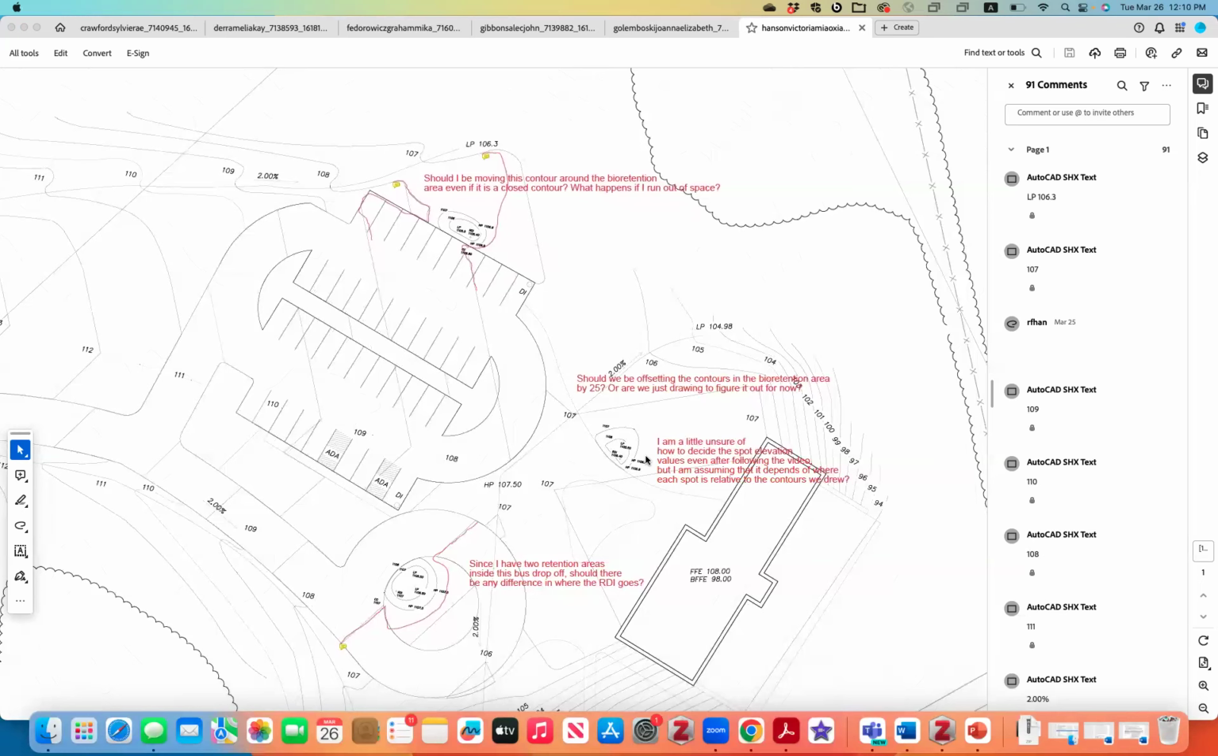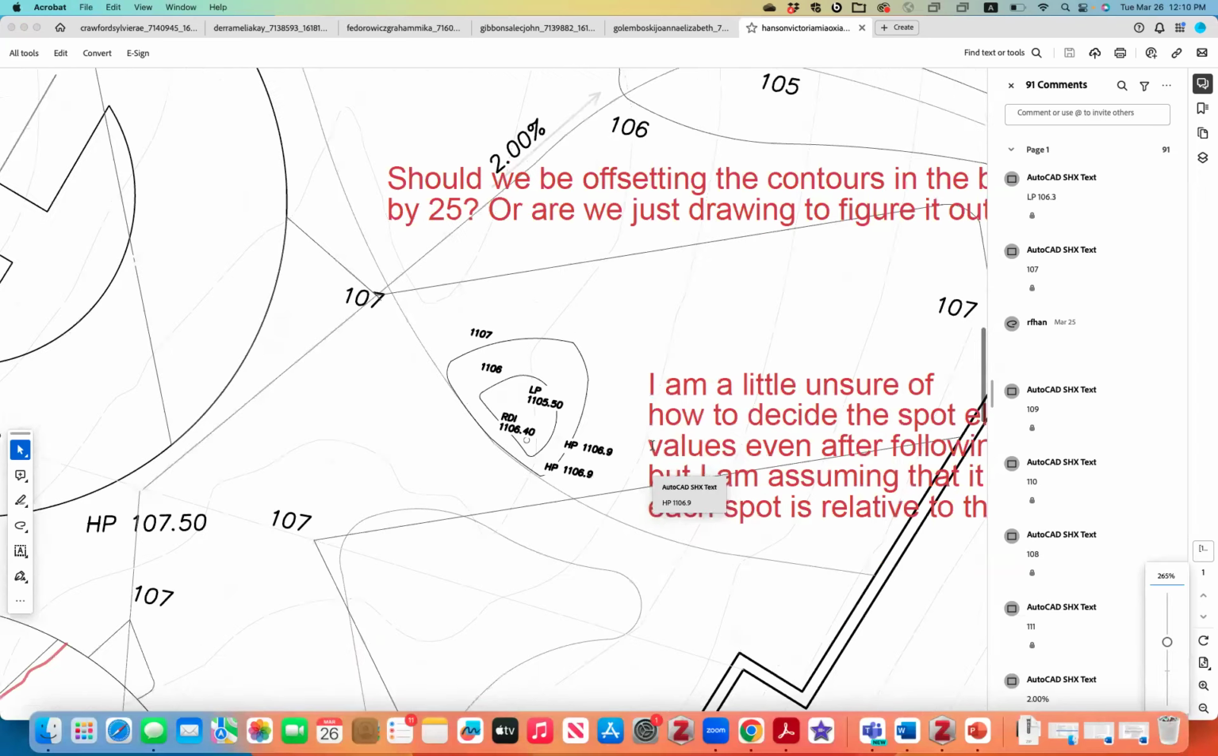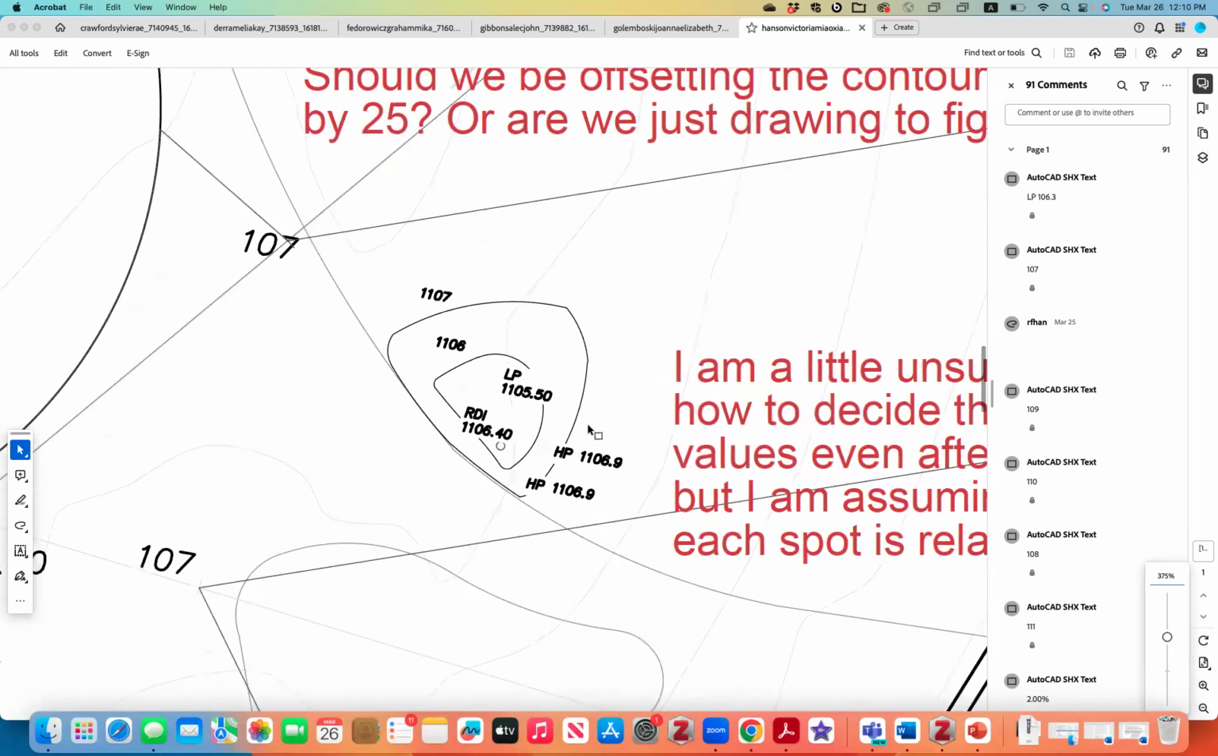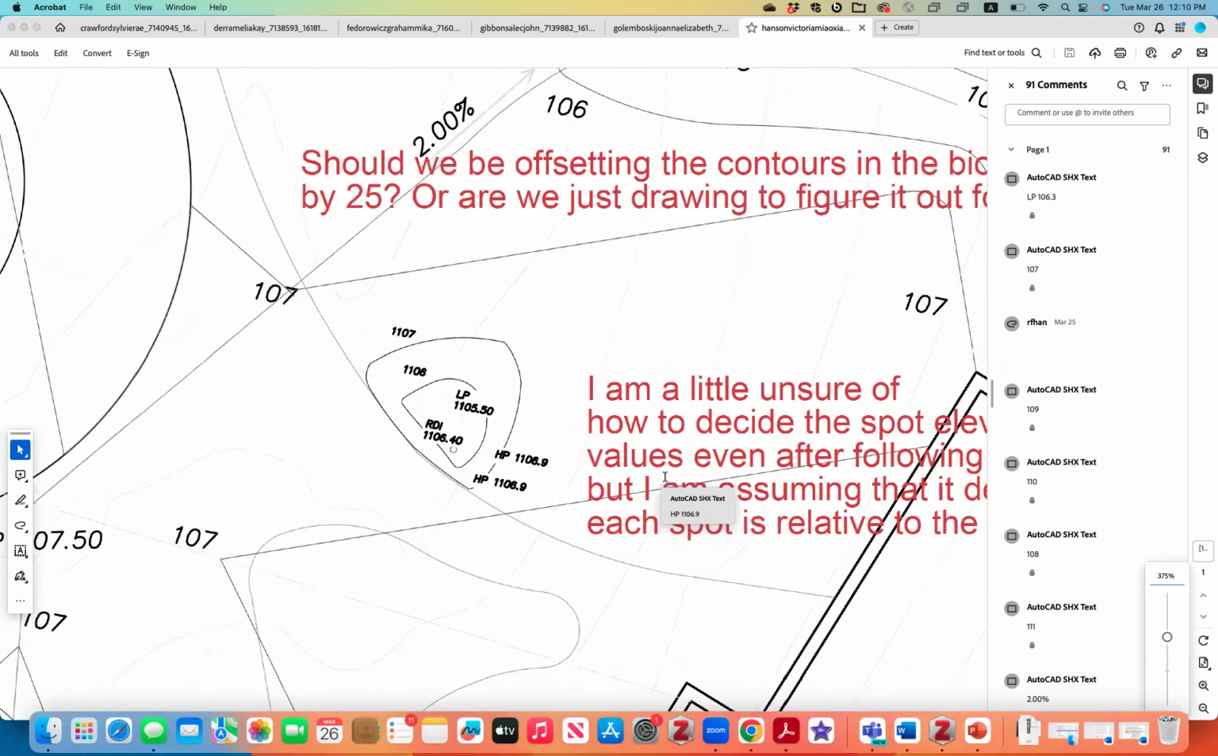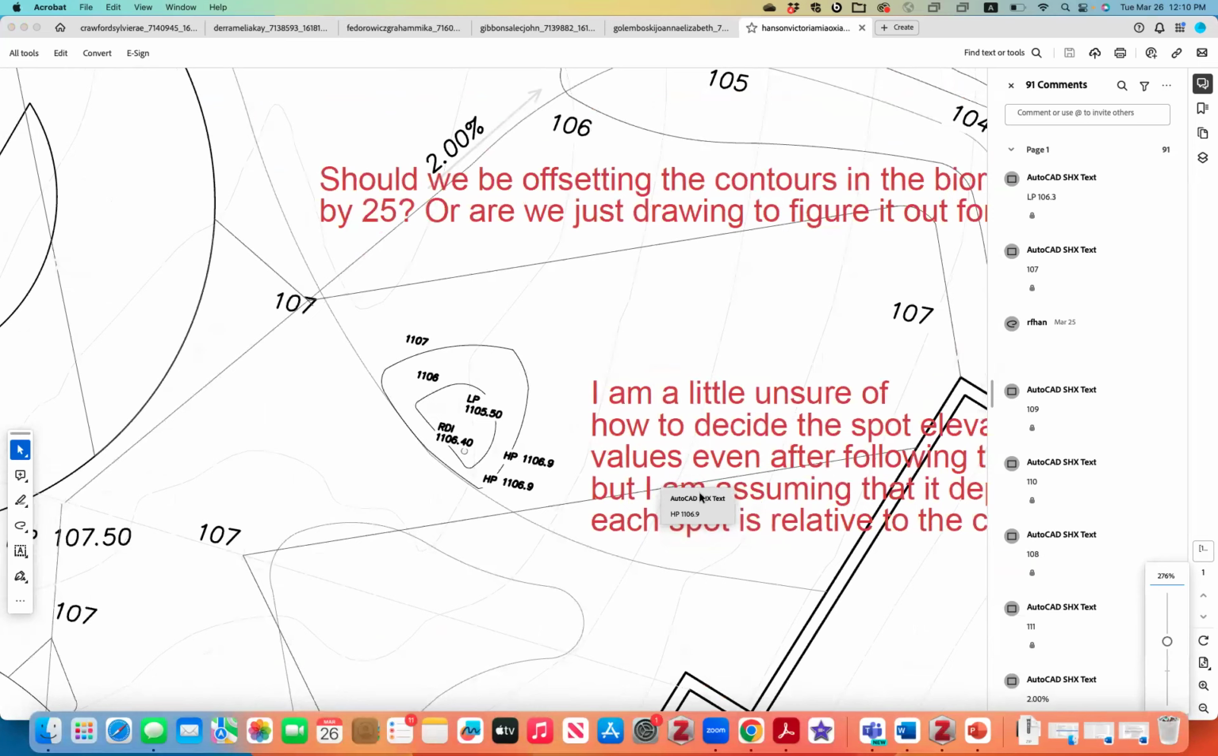Can you repeat that? I'm sorry. So are you trying to ask how close these 2 contours should be? Yeah, minimum of 3 feet, and going with 4 feet would be good. Yeah. Okay, so I'm a little unsure about how to determine that one.